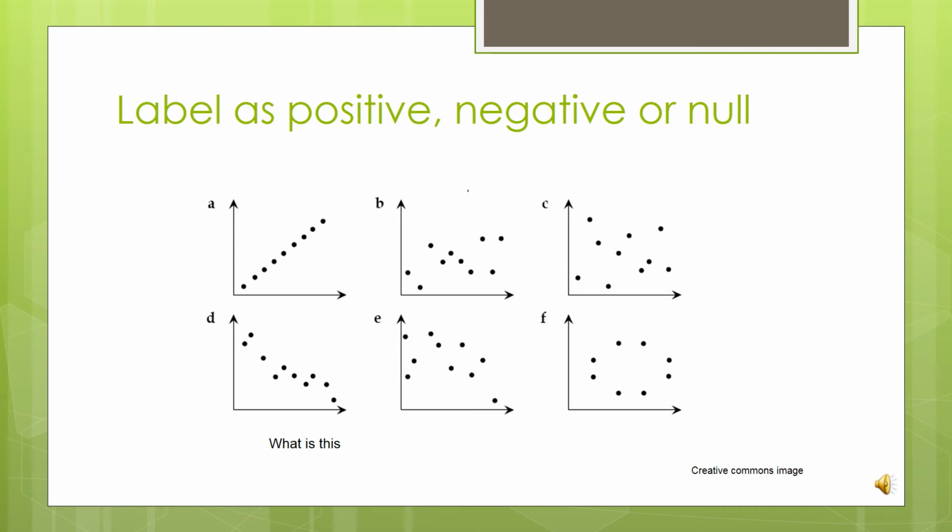You will be receiving a handout that looks similar to this. You're going to label each of the graphs as to whether it is positive, negative, or null, and then go back and look and include whether it is weak or strong.